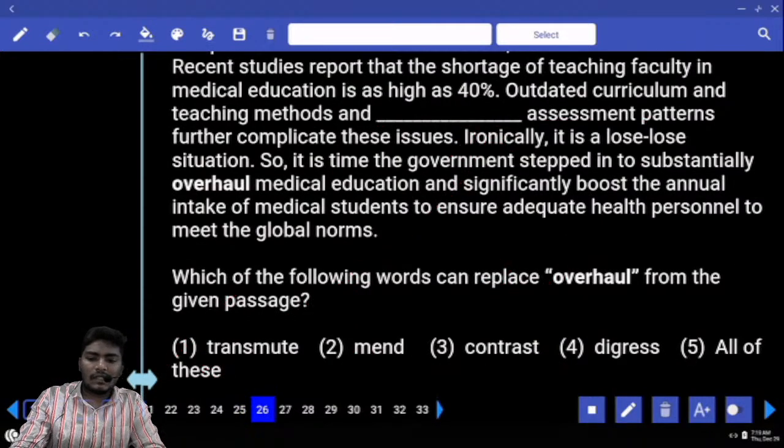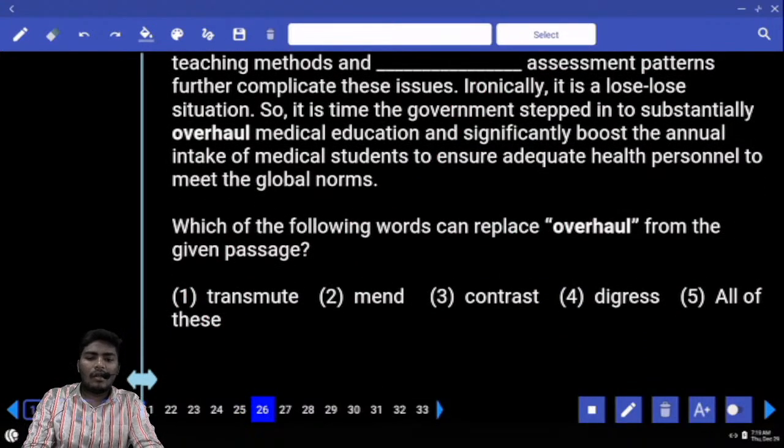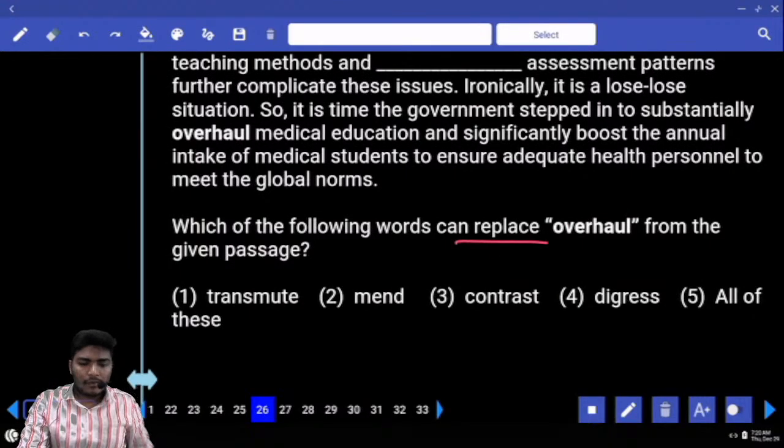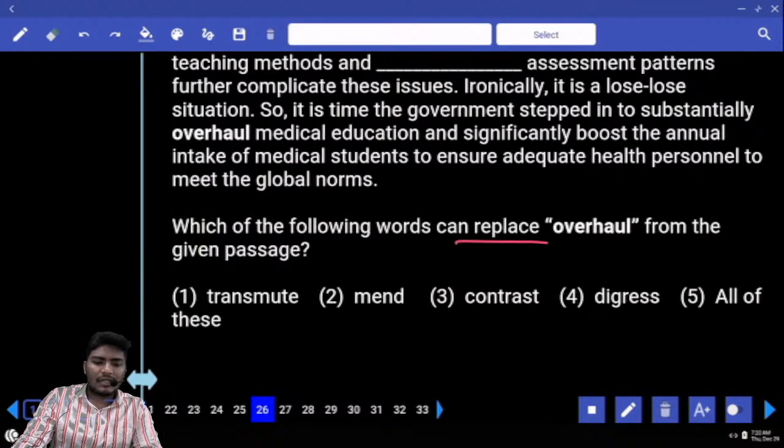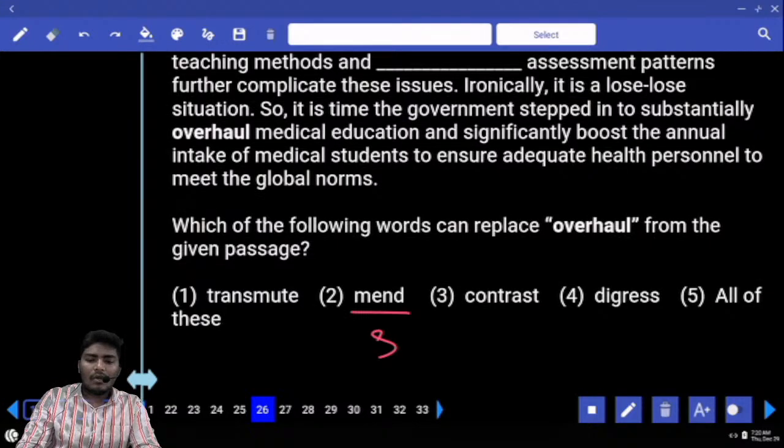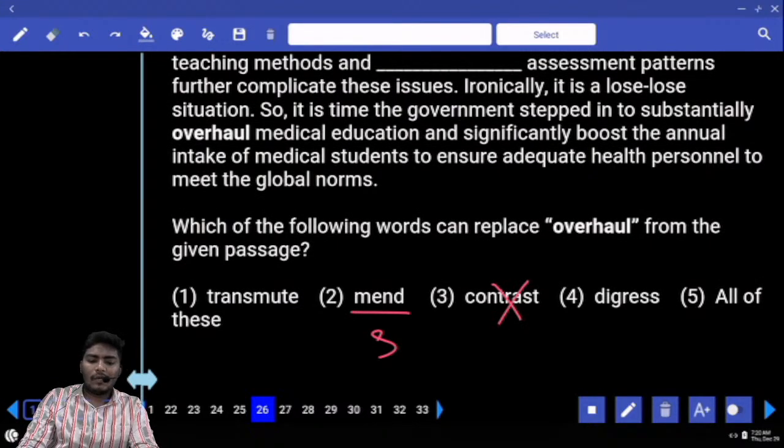Next, move to 26. Overhaul. Replace in the sense, you have to go with the synonym. Words which can replace in the sense synonym. Overhaul. Overhaul is a repeated word in the many papers. Overhaul is to repair, reconstruct. Write down the meaning. Transmute is to transfer, change. Mend, related, synonym can be used. Contrast is opposite, cannot be used.